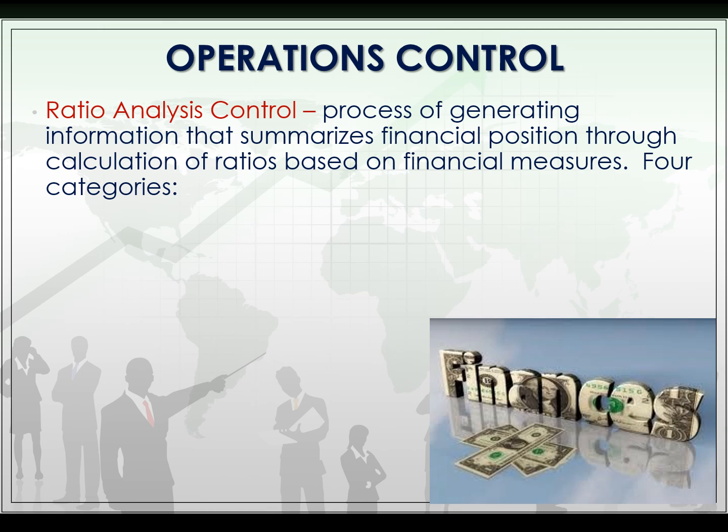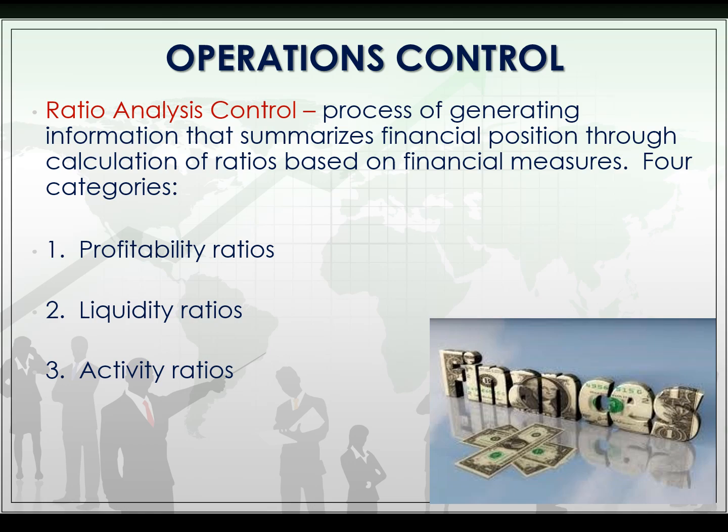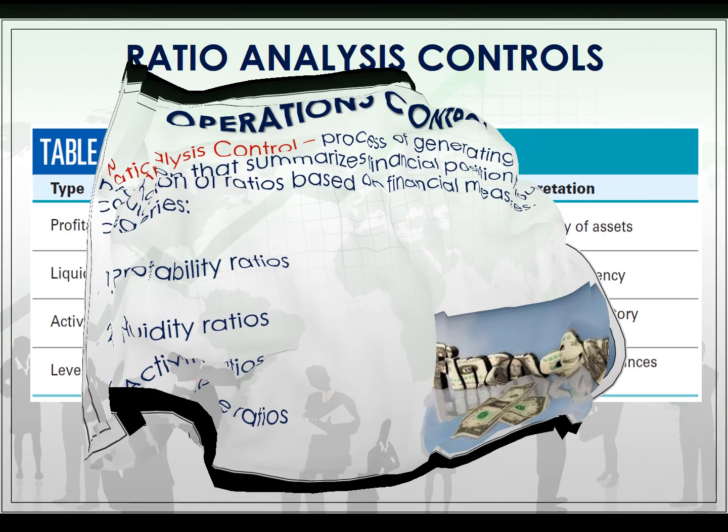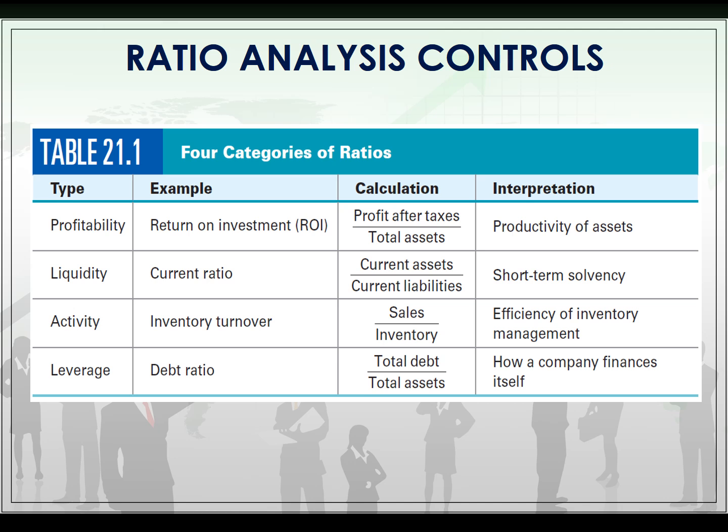There's what's called a ratio analysis control, the process of generating information that summarizes the financial position through calculation of ratios based on financial measures. 4 basic categories: profitability ratios, liquidity ratios, activity ratios, and leverage ratios. I'm going to leave this chart up here for you to read. It gives you an example, a calculation method, and the interpretation of the detail. Please feel free to pause.